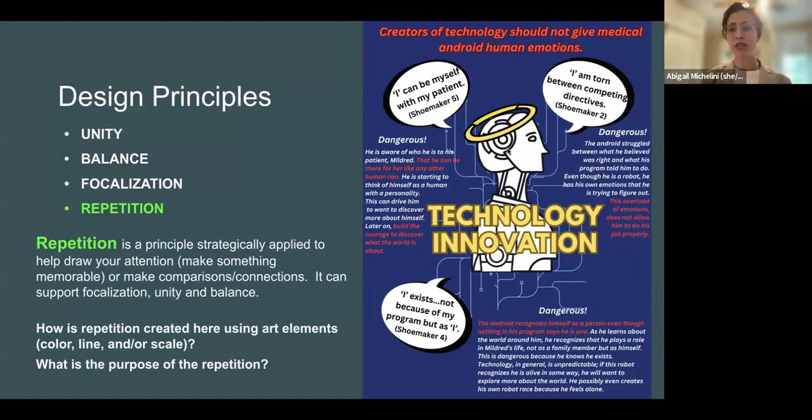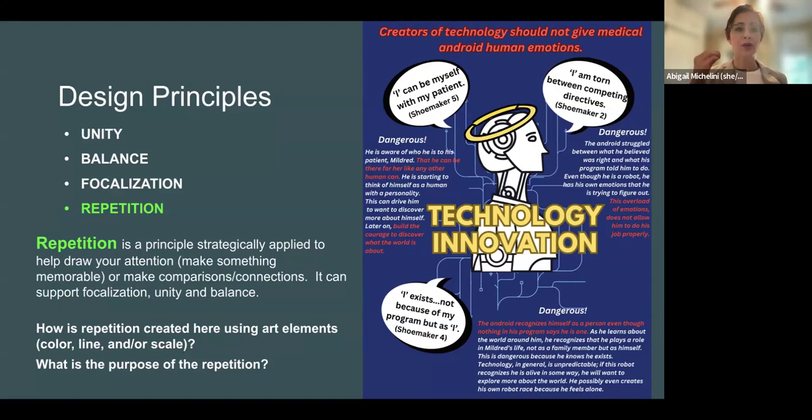We have a repetition of dangerous, dangerous, dangerous as the ways in which we are showing that this character is dangerous, right? We don't need to wait to get to the body text to see that this is what this is all about, right? We have repetition with the red. So creators of technology should not give medical android human emotions, right? And then we have what the emotions could do and the problems of them in red in the text below. So really nice repetition there that reinforces the central message of this student's character analysis, okay?